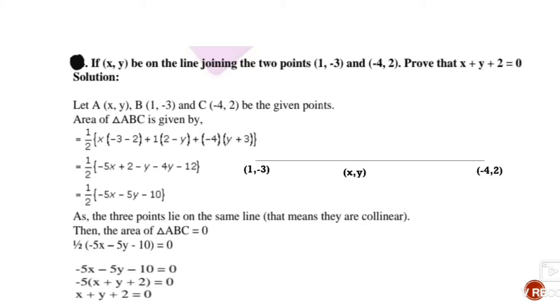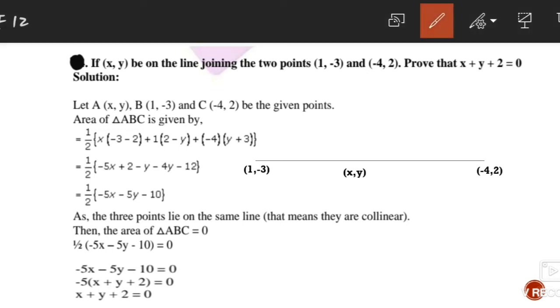If (x, y) is on the line joining the two points (1, -3) and (-4, 2), prove that x + y + 2 = 0. So here is a line joining (1, -3) and (-4, 2). On this line (x, y) is another point. So you can say that (1, -3), (x, y) and (-4, 2) are collinear since they lie on the same line.